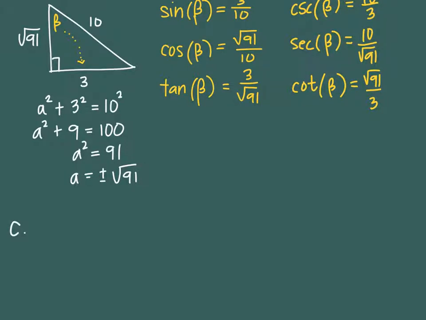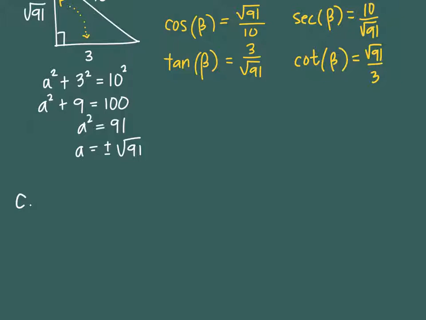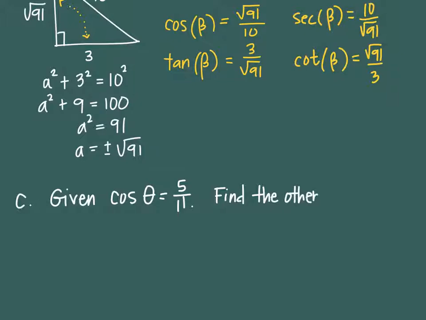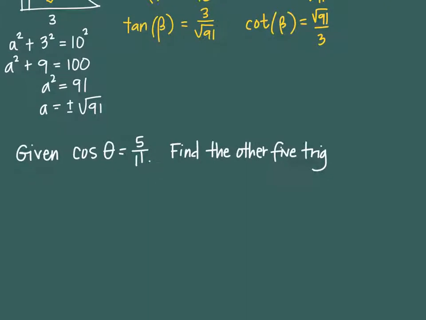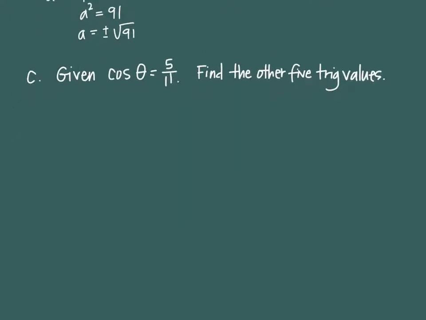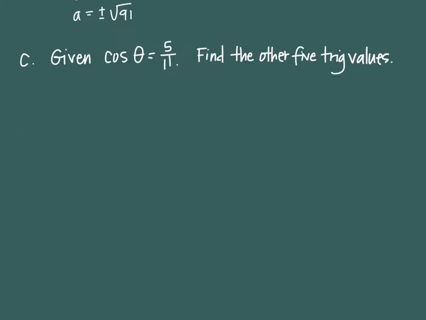Okay, example C. Given cosine of theta equals 5 over 11. Find the other 5 trig values. All right, so given that cosine of theta equals 5 over 11, find the other ones.